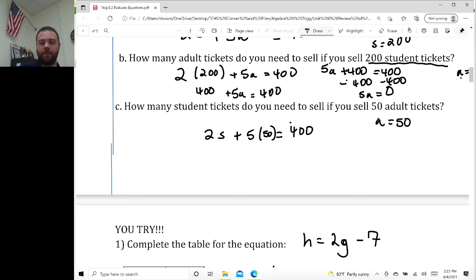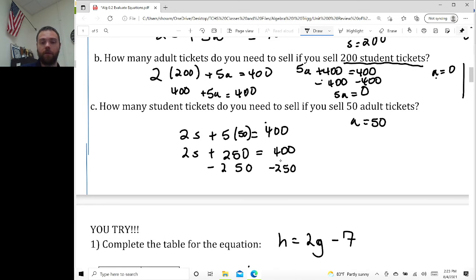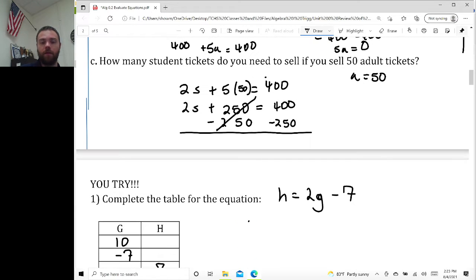So 5 times 50 is going to be 200. So I'm going to do that first. So 2S plus 5 times 50 is 250 equals 400. So then I'm going to subtract both sides by 250. So 400 minus 250, and then 250 minus 250, that's going to be 0. So I'm left with 2S equals 400 minus 250, which is actually 150.